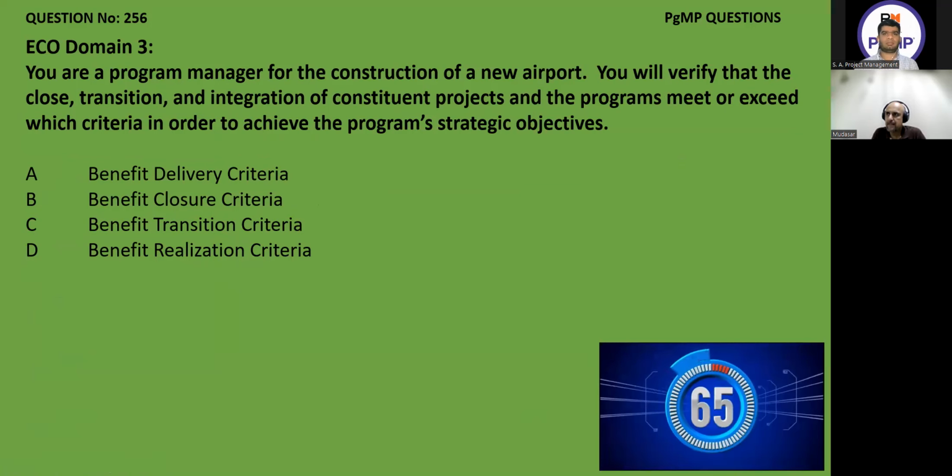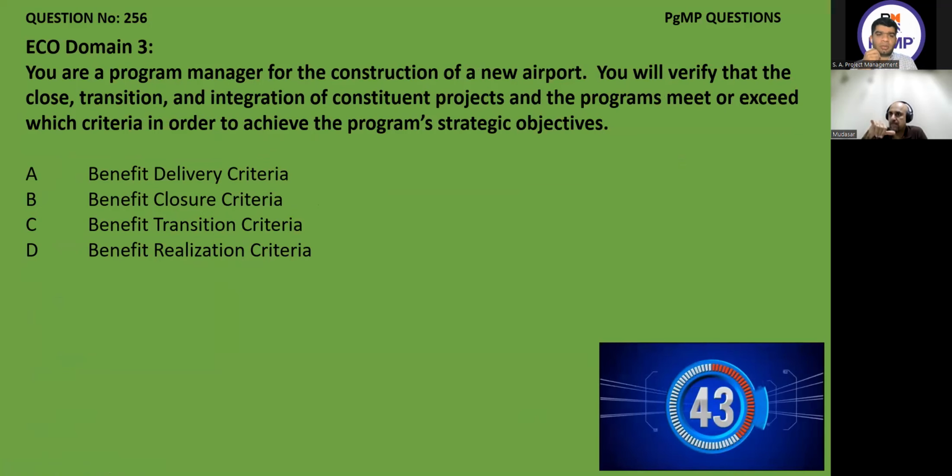You're a program manager for construction of a new airport. You will verify that the close, transition and integration of constituent projects and programs meet or exceed which criteria in order to achieve the program's strategic objectives? Benefit delivery criteria, benefit closure criteria, benefit transition criteria, benefit realization criteria. So the option I would choose is option D.